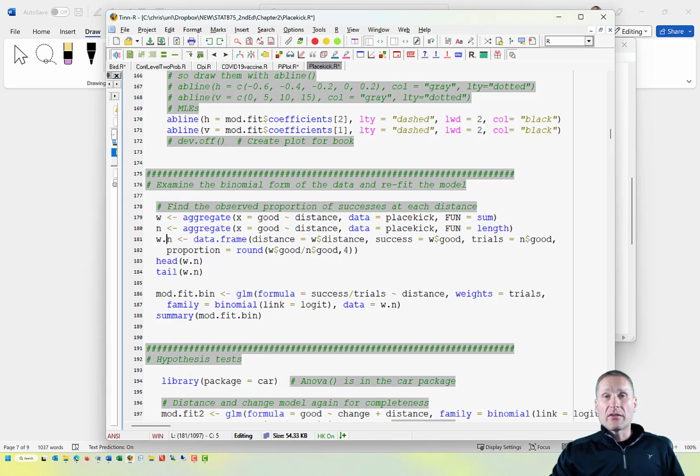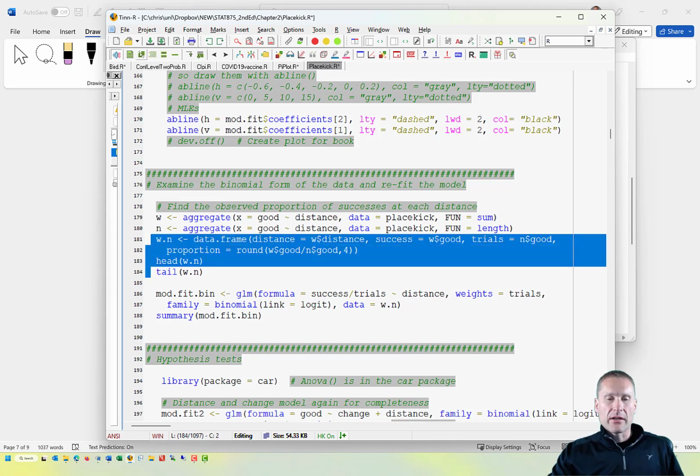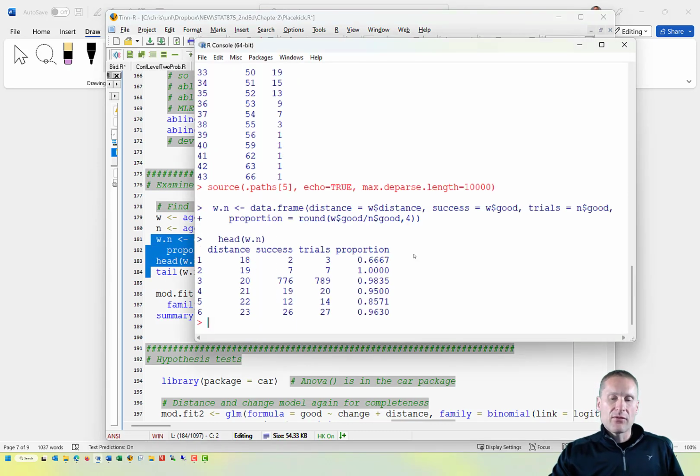And then I'm going to put this all together in a nice data frame where I create a variable called distance. I simply extract the distances that were in my w data frame that I just created. I'm going to extract the number of successes from the good column of w. I'm going to extract the number of trials from the good column of n. And then I'm going to find the observed proportion of successes at each unique distance and round it to 4 decimal places. So if I run that code and look at the first 6 values using the head function, this is what I was showing you in the notes previously.